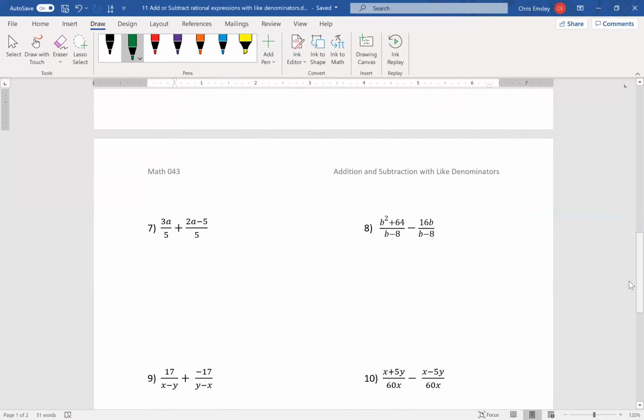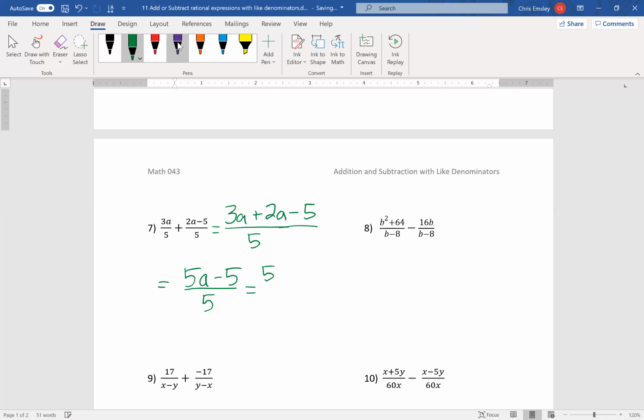How about number 7? Our common denominator this time is 5. Arithmetic across the top, we get 3a plus 2a minus 5. Combine your like terms, and that gives us 5a minus 5. Factor your GCF out of the top. And now that we have it fully factored, we can see that those two 5s cancel each other, and our final answer would just be a minus 1.